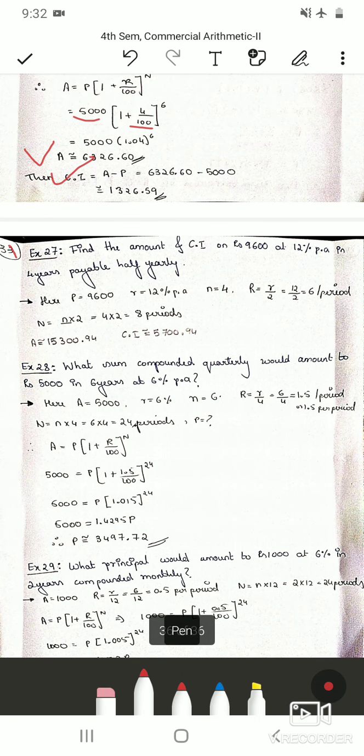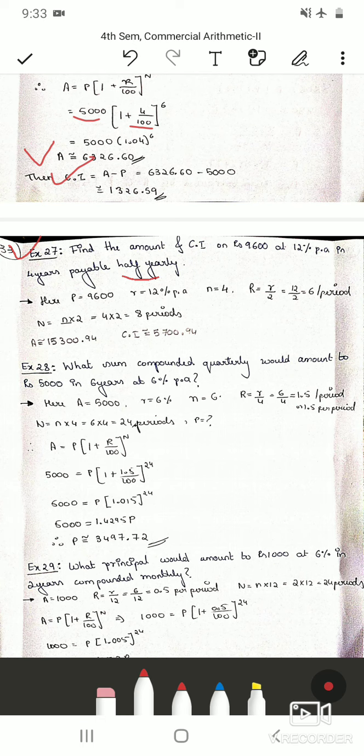So the 27th problem is find the amount and compound interest on rupees 9600 at 12% per annum and 4 years payable half yearly. So whenever you get half yearly or quarterly in the question, it is understood it is effective rate of interest. So you have to use the different formula with capital R and capital N. So given half yearly, rate will be R by 2 and period will be N into 2.